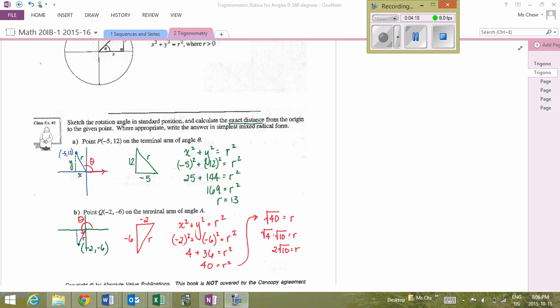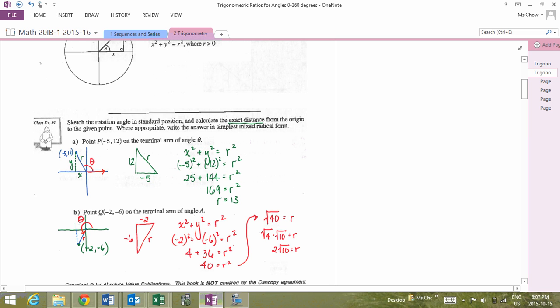So let's take a look at that solution then. So our sketch has the point Q, -2, -6 in quadrant 3, and you can see that angle in standard position going all the way around. That's the reflex angle, reflex being greater than 180 degrees. And so when we substitute those values in to x squared plus y squared equals r squared, we end up with r squared being equal to 40.